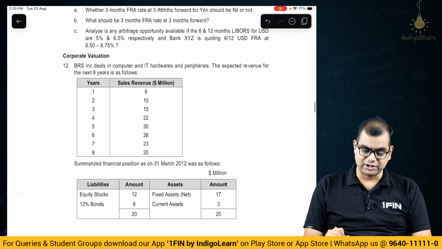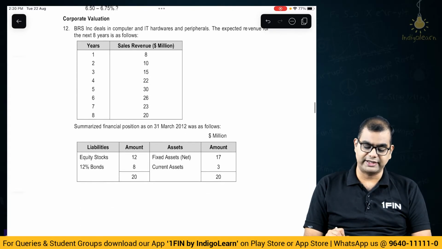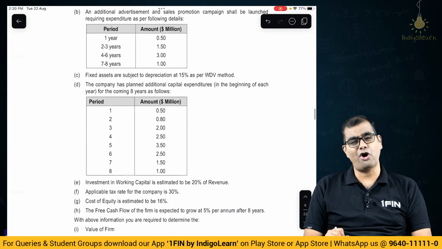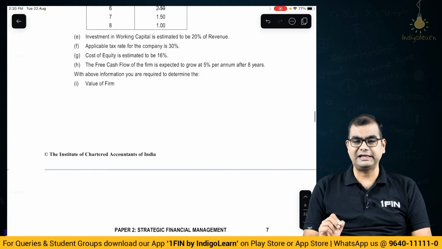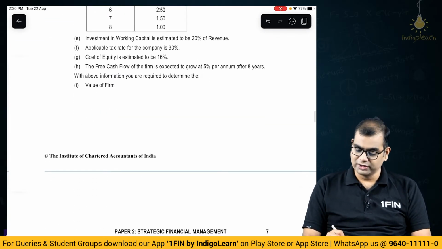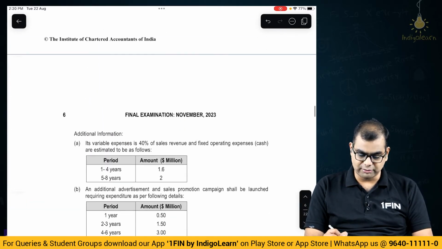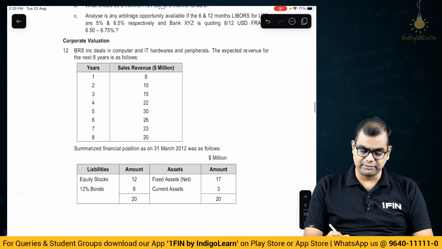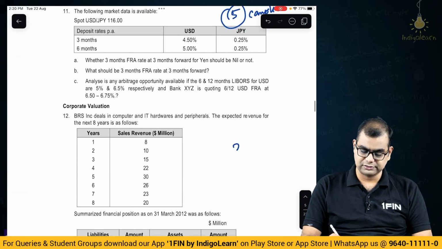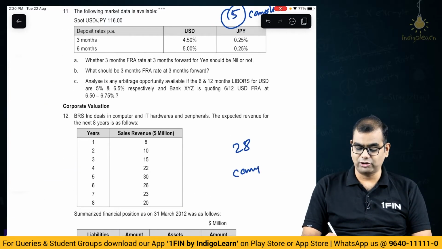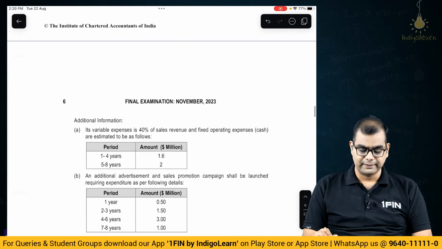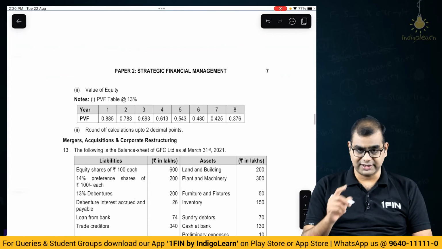Next, corporate valuation. BRS Inc. deals in computer and IT hardware and peripherals, expected revenue for next 8 years. This is a very long question, and the solution also is slightly lengthy, not very lengthy, but slightly lengthy. This is equivalent to question number 28 of the corporate valuation chapter from the compiler. Same, ditto. There is no difference.